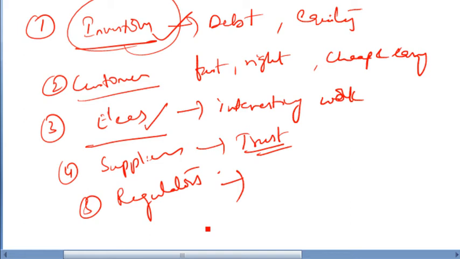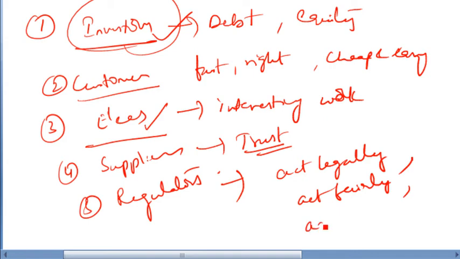And last but not least, we have the regulators. They want the organization to act legally. Obviously, that's what regulators want. To act fairly, to act safely, to report truly their actual activities, which means legal, fair, safe, and true. So these are all the expectations of the stakeholders. We have just seen the expectations of each and every stakeholder in depth. Let's move on to the next one.